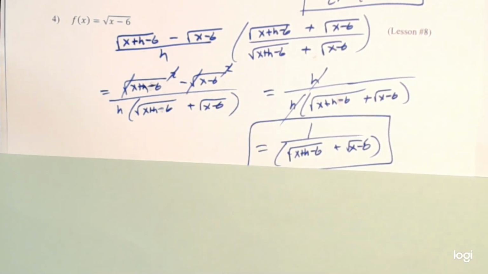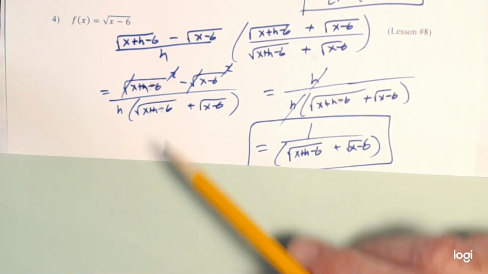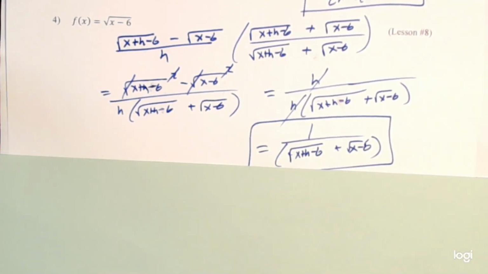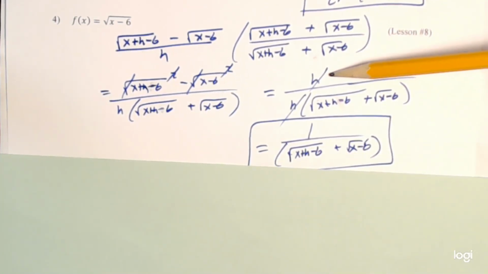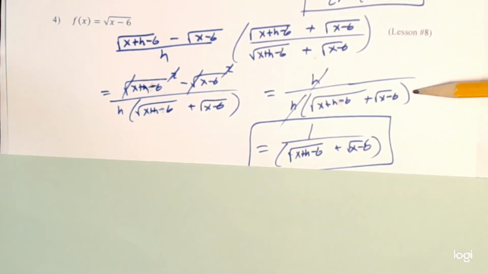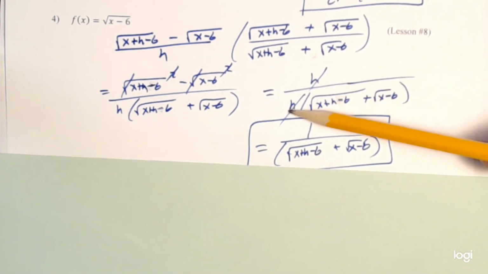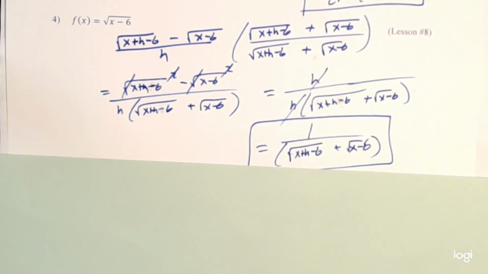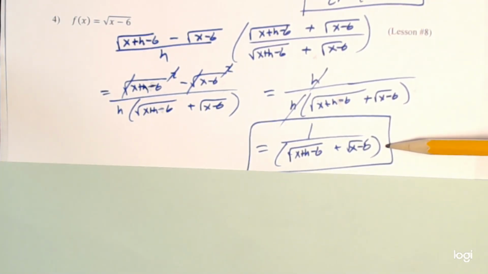Those squares are going to cancel the square roots. X minus x will cancel. Negative 6 minus negative 6 will cancel. You're left with an h. You've got your h and your conjugate factor in the denominator. In this case, those h's will cancel, like they do with every difference quotient, leaving your conjugate factor in the denominator, nothing but a 1 left in your numerator.